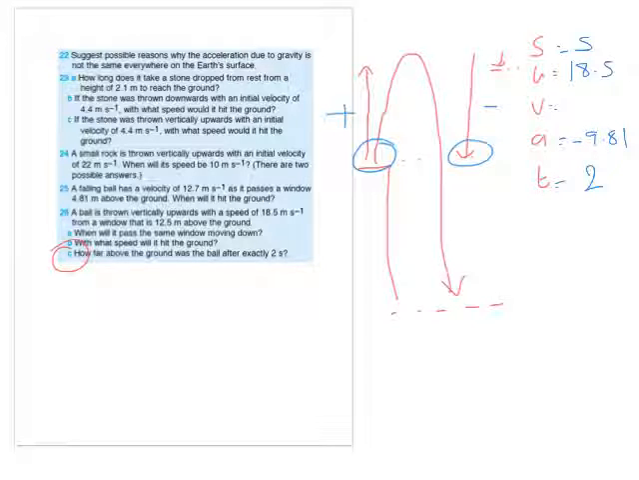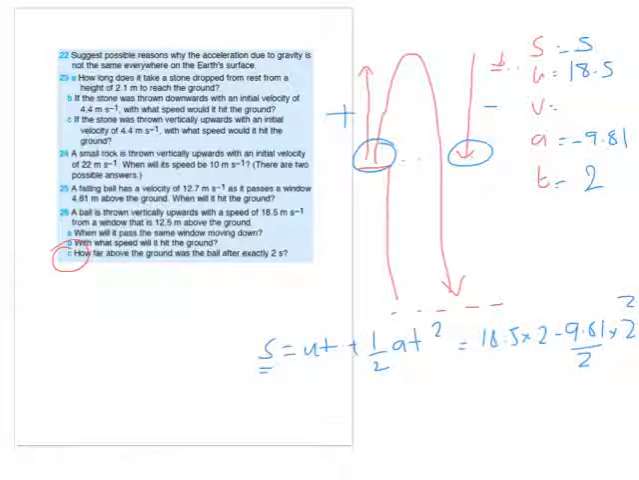So we could just use s equals ut plus half at squared to find where s is. Okay, so by substituting all of those values in, we will get a value of 17.38 meters. Now that S is from the initial position. So we have 17 meters that way.